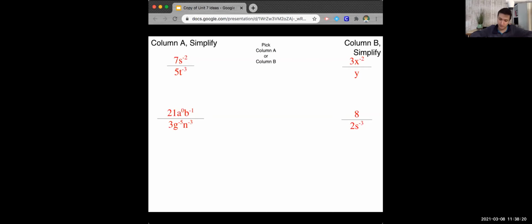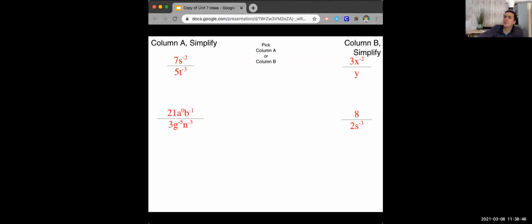Mm-hmm. Okay. So if we were just going to switch and get rid of the negative exponent, would the answer be 7t to the power of 3 and then 5s to the power of 2? Would we just switch the s and the t? Mm-hmm. Yep, that's it. Yay!